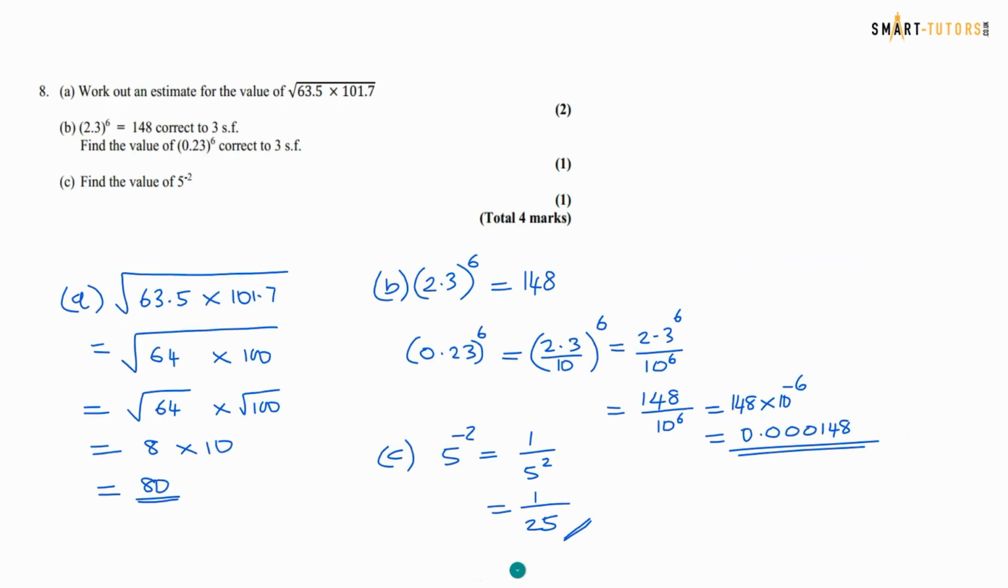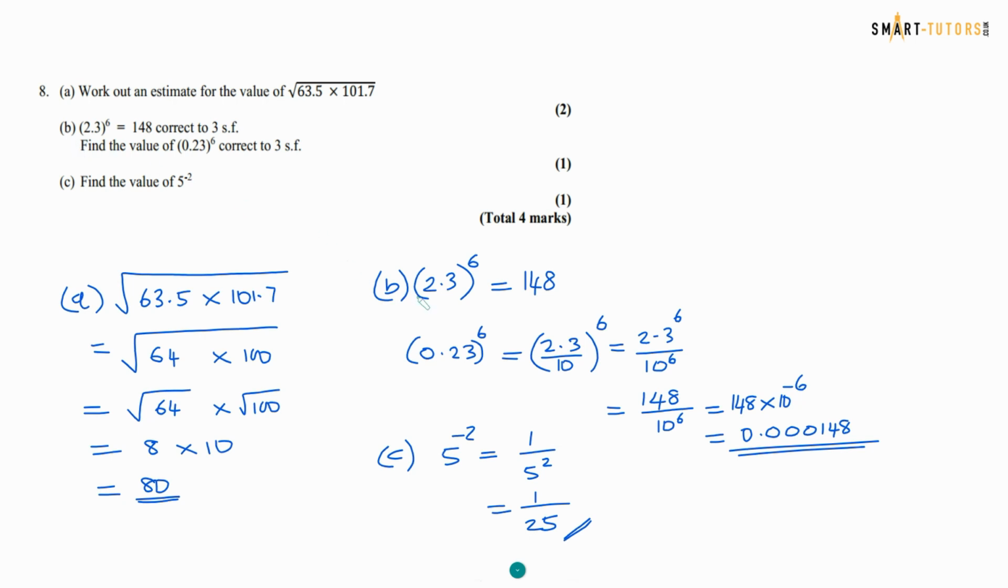Question number 8. Work out an estimate for the value of the square root of 63.5 times 101.7. 63.5 is nearly 64, and 101.7 is nearly 100. So the square root of 64 is 8, and the square root of 100 is 10. 10 times 8 is 80.